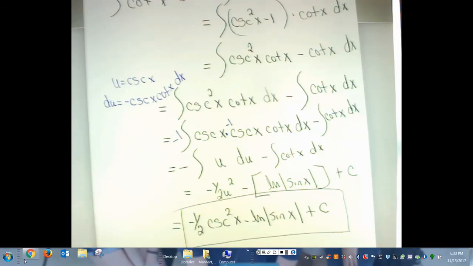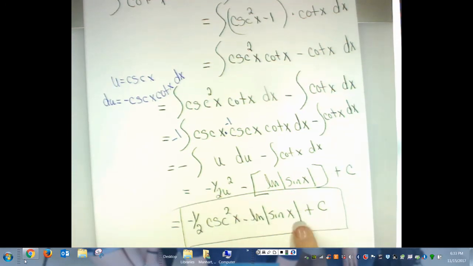So negative 1/2 cosecant squared x minus the natural log absolute value of sine x plus c. Some people may opt to say that this understood negative is the absolute value of sine x to the negative 1 power, which is 1 over the absolute value of sine x, which is the absolute value of cosecant x. So another version would be to say that this is plus the natural log absolute value of cosecant x plus c. The solution manual, when I worked this problem, left it this way.